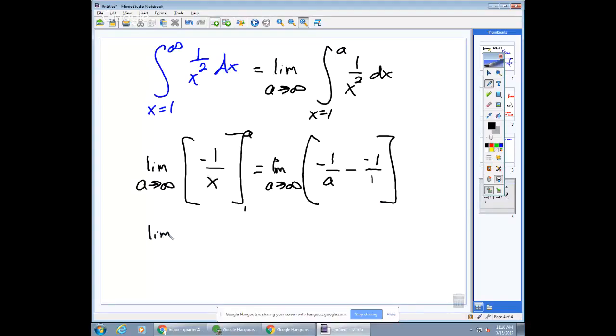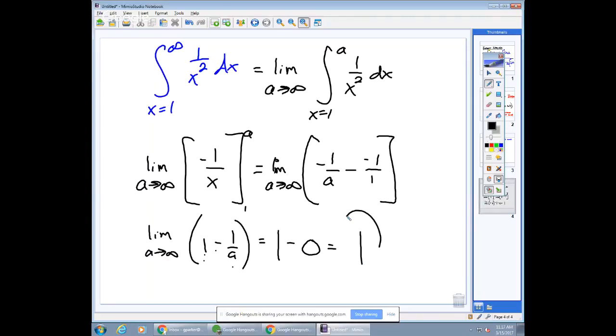Cleaning that up a little bit, I get the limit as a goes to infinity of 1 minus 1 over a. Now, I can move the limit through a difference if both parts of the limit exist. Well, as a goes to infinity, 1 is just 1, no big deal. And then 1 over a becomes what? 0, so this is 1 minus 0, which is 1. So that's kind of cool. If we look at the function 1 over x squared, from 1 on, if we find all the area in that tail forever and ever and ever, it's exactly 1 unit of area.